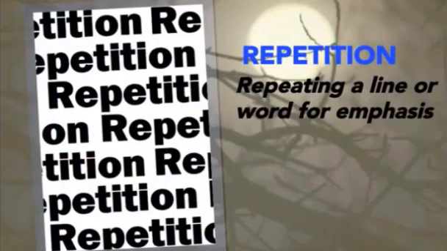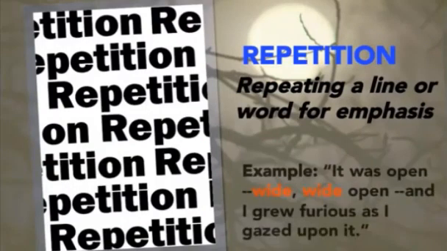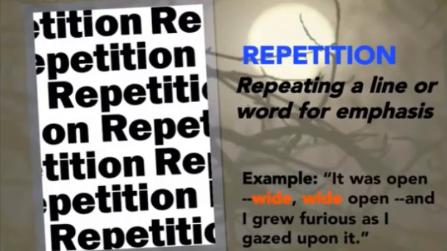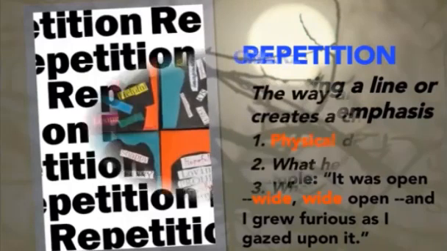The third element is repetition. It is repeating a line or word for emphasis. For example, it was open, wide, wide open, and I grew furious as I gazed upon it. Actually, they don't repeat words because they don't have other words. It is just to emphasize the idea in order to create suspense.